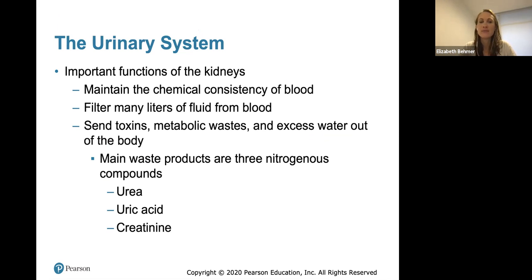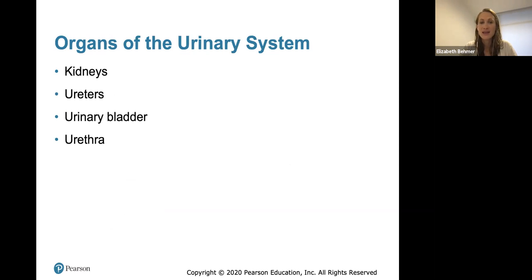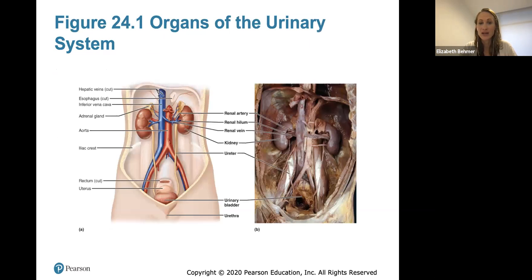The urinary system, its most important functions are of the kidneys, and the kidneys help to maintain the chemical consistency of your blood by either absorbing or excreting different things from the urine. It will filter many liters of fluid from the blood, and it will send all toxins, metabolic wastes, and excess water out of the body. And the main waste products are 3 nitrogenous compounds: urea, uric acid, and creatinine. Here are the organs of the urinary system: the kidneys, ureters, urinary bladder, and urethra.